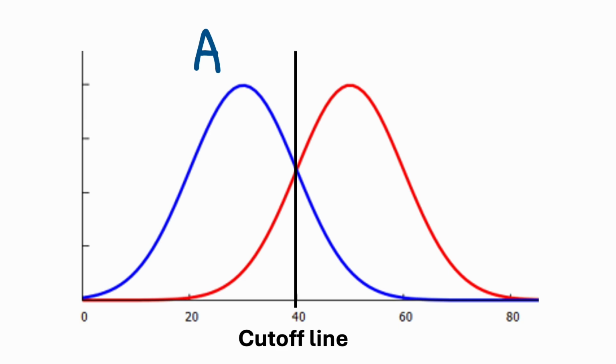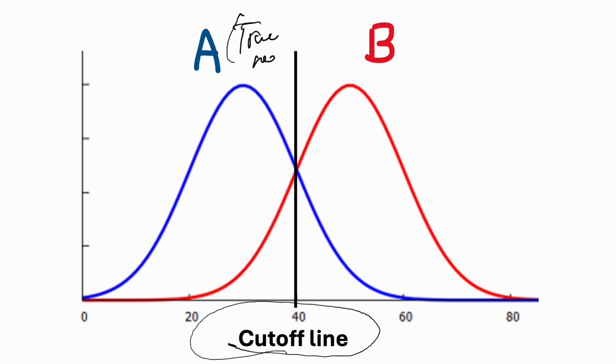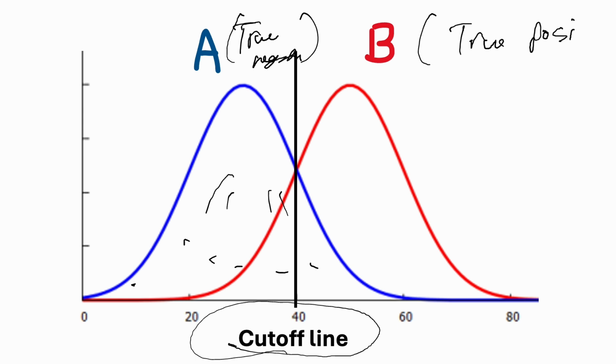So let's talk about this cutoff line. Normally our cutoff line is set assuming both populations are normal distributions. So we have population A, which is our true negative population. All of these people within this first normal distribution are true negatives. And then B, which will be our true positive population. You can see here there's overlap, and that's what we're capturing when we move the cutoff line from left to right, or right to left.